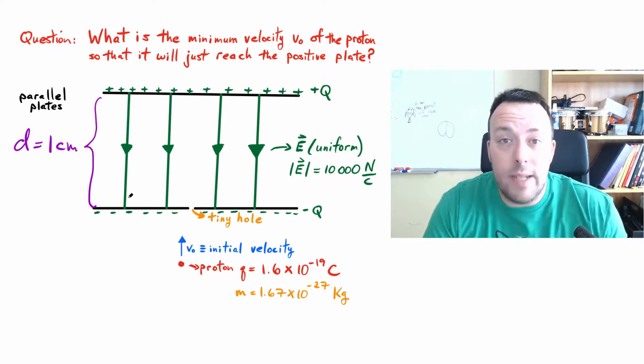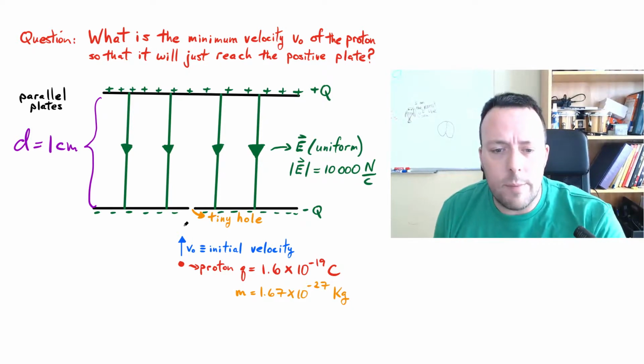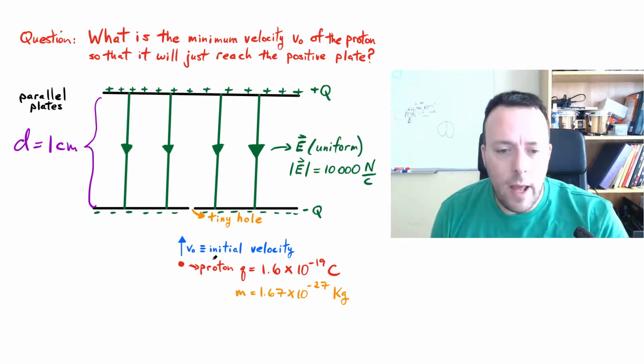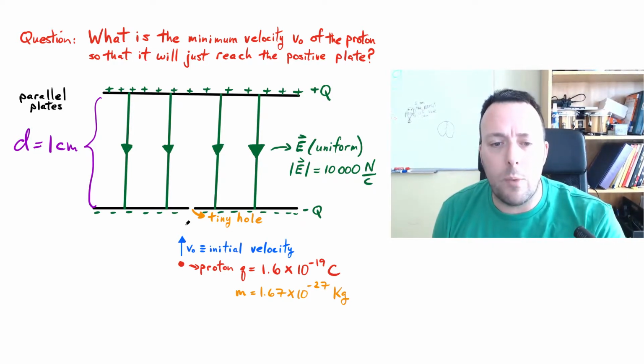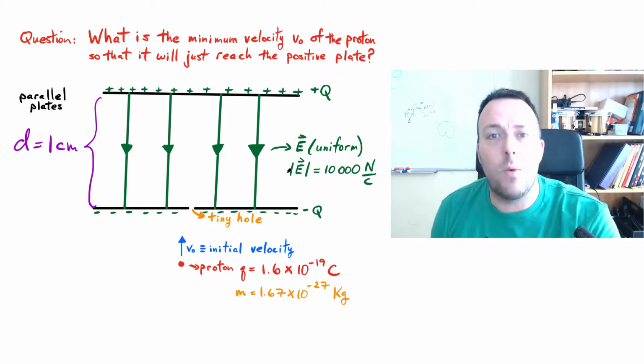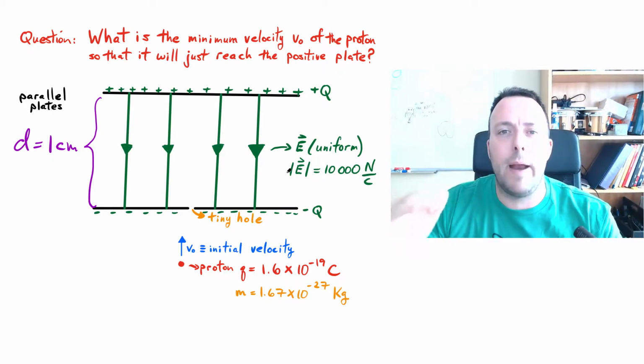Actually, this problem is a little bit easier than the previous case. What I'm going to do here is take a charged particle, in this case a proton, and shoot that proton upward so that it goes through this tiny little hole. And when doing so, it's going to enter a region where there's an electric field produced by these parallel plates.